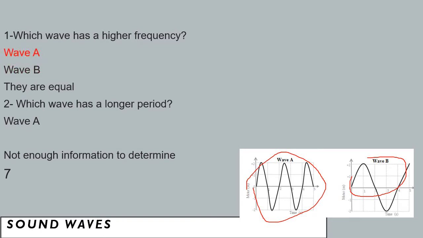For number two, which wave has a longer period? Remember, period and frequency are the inverse of each other. So if you have a higher frequency, then you have a shorter period, and vice versa. So the automatic answer would be B. If wave A has a higher frequency, this means its period is short, and for wave B you have a longer period. Okay, let's move on to question 3.